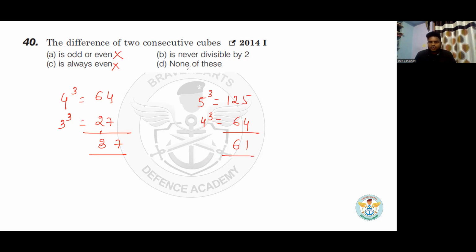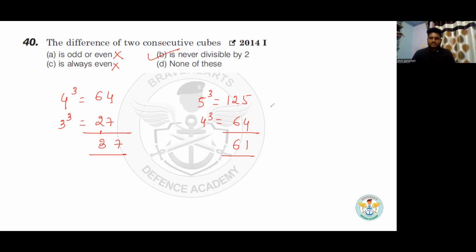But we have two more options. Which is correct among these? "Is never divisible by 2" is also correct, because 37 and 61 are odd numbers and they are never divisible by 2. This is how you have to find answers to such questions. Assume your own numbers. If you assume your own numbers, you will be solving them better. Getting this?